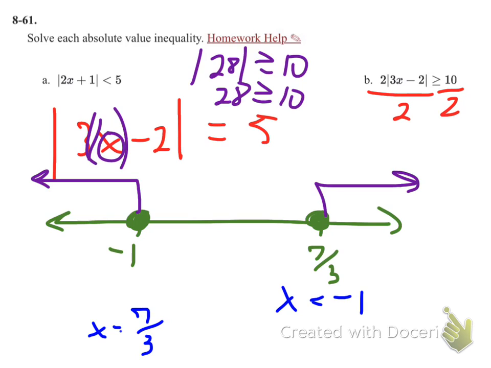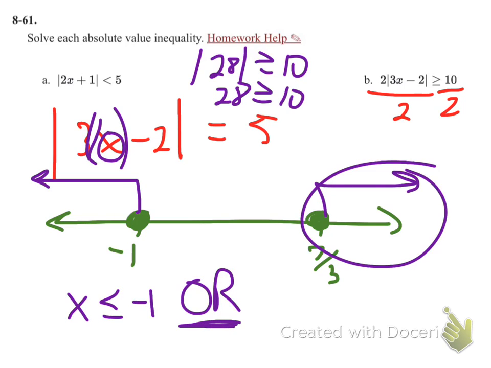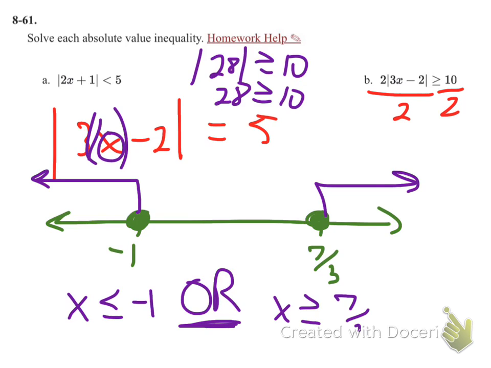So now my inequality that I have to write is a little bit different. This is now an or inequality, because my answers are here. So x is less than or equal to negative 1. Or my answers are over here. X is greater than or equal to 7/3.